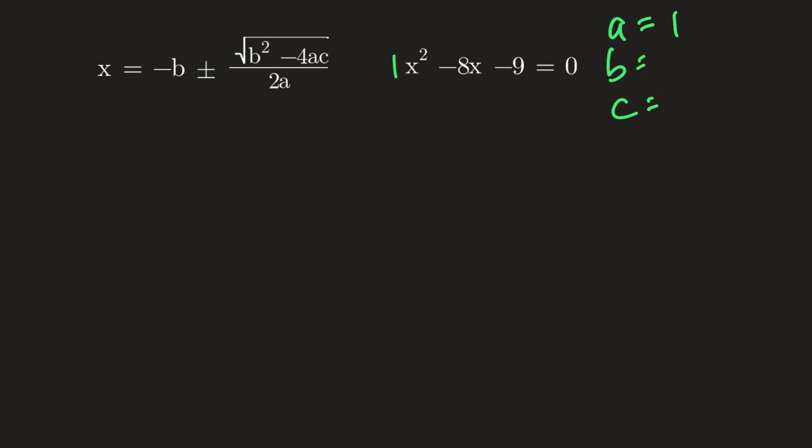What about B? What's the value of B? Negative 8. There's my A. Here's my B. Make sure you pick up the minus sign with that 8 like a negative. So the B value is negative 8. And what do you think about C? Negative 9. Good. There's our C value.